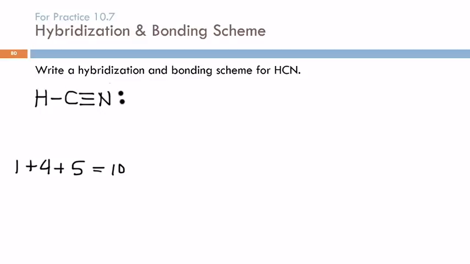How many electron groups on the carbon? 2. Because a triple bond is one group. So 2 electron groups. What's the hybridization? sp. Because there are 2 electron groups, 2 fingers, sp.